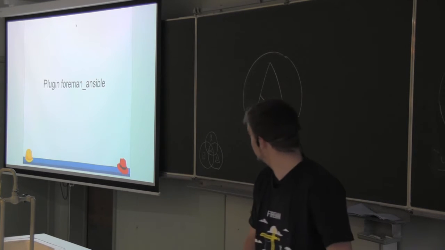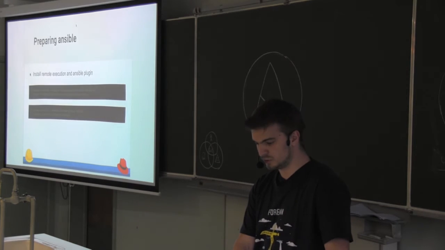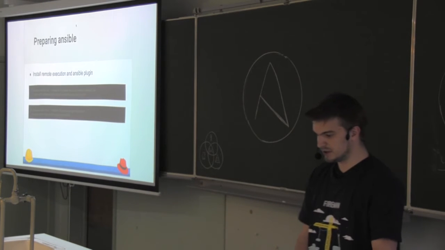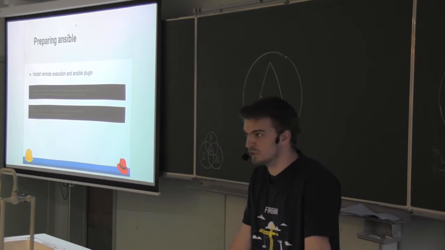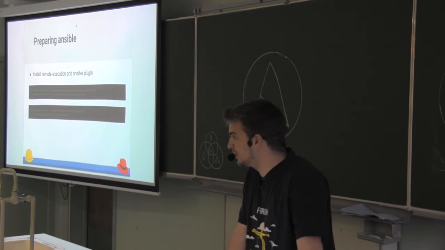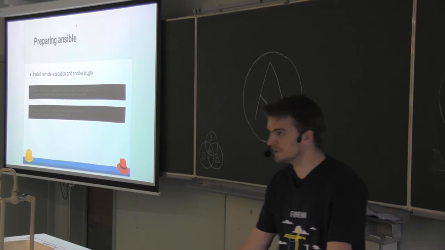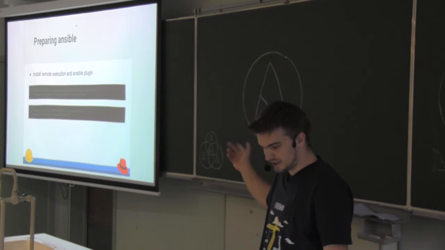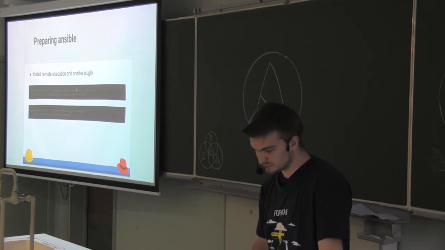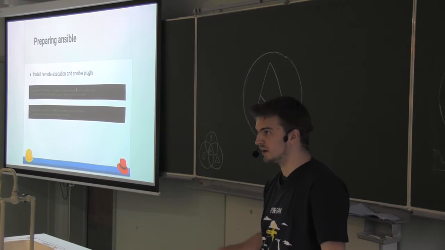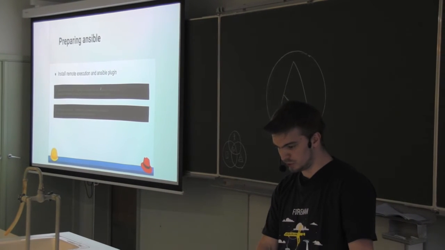And we are getting to the Foreman Ansible plugin. If you want to install the plugin, you would do it through the installer, which you definitely used for installing Foreman, because if you haven't, you probably didn't install it. So here is what you do. You have to install remote execution and Ansible. Ansible is run through remote execution, so that's why you need both.